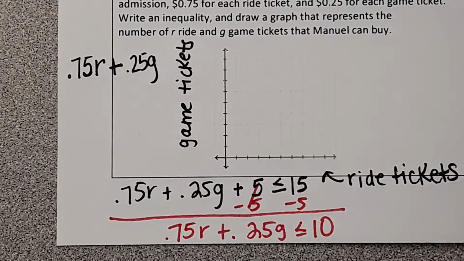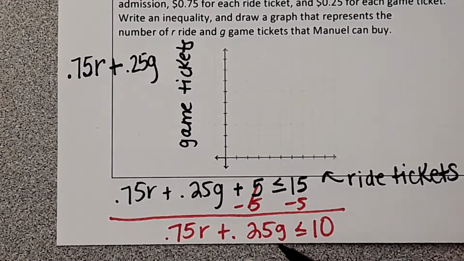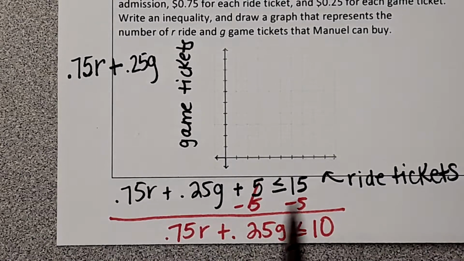So tickets, you can't buy half tickets, right? You can't say, oh, I'll take 5.5 tickets. You can only have whole tickets. So what we're gonna do is plug in 0 for R and get how many game tickets we have. We're gonna plug in 0 for games and find out how many ride tickets. The reason we're gonna do that is because those are our X and Y intercepts. This goes back to, I wanna say, section 2.2 or 2.3 when we were finding the X and Y intercepts. So we're gonna plug in 0 for R and 0 for G.